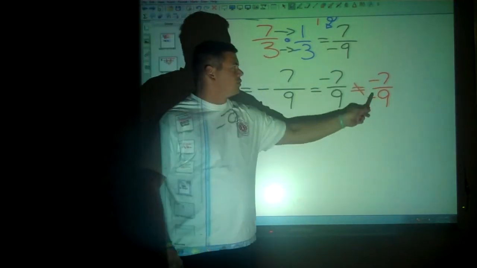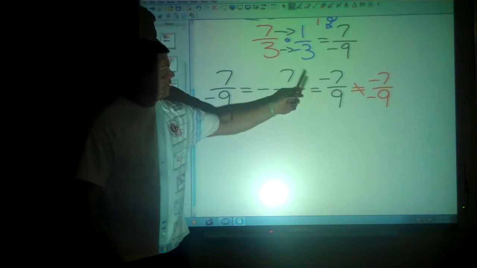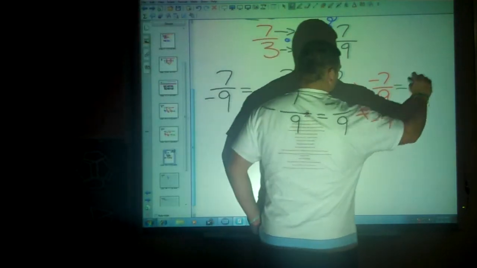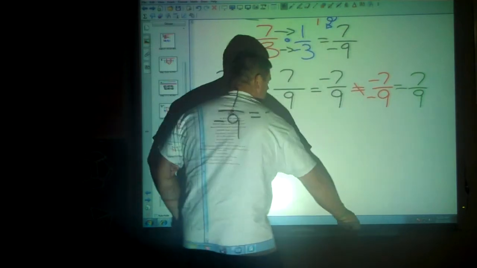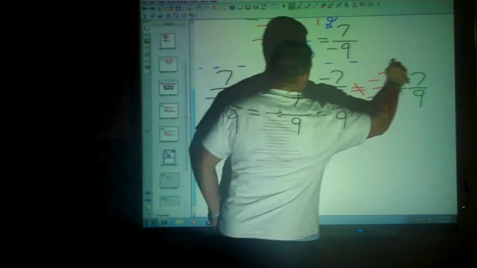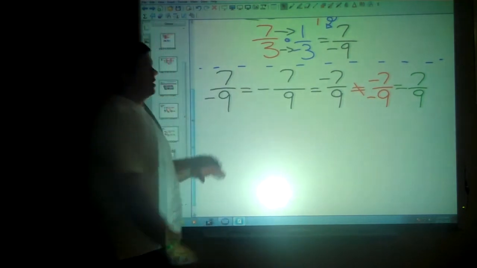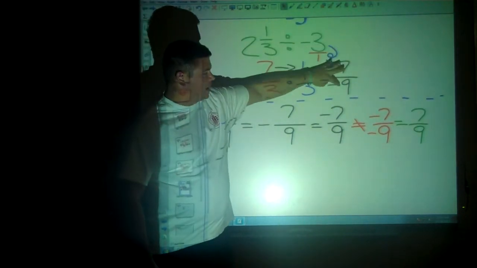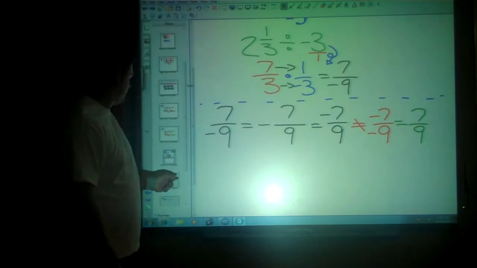Because when you have two negatives, you actually have a positive answer. These are all negative answers. This, however, is equal to that fraction. So this is just kind of a reminder. It has nothing really to do with that top problem, other than the fact if you want to make it a negative 7 over positive 9, that'd be the exact same value.